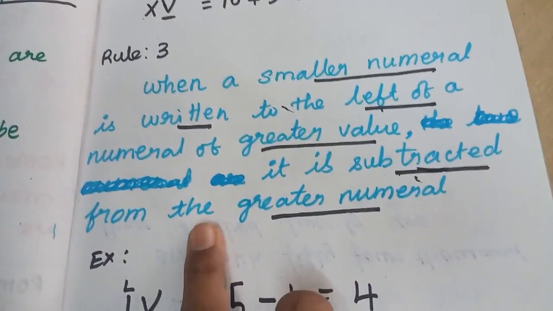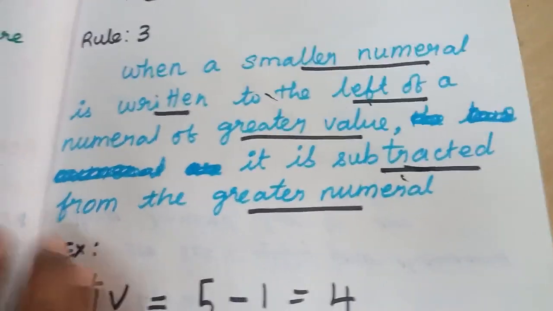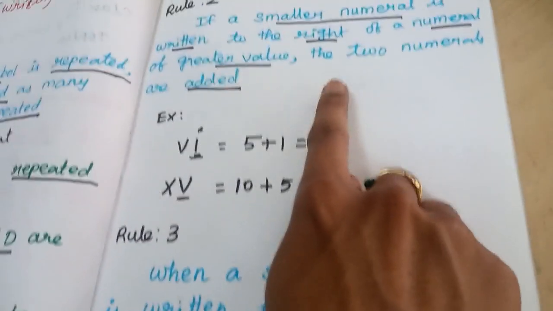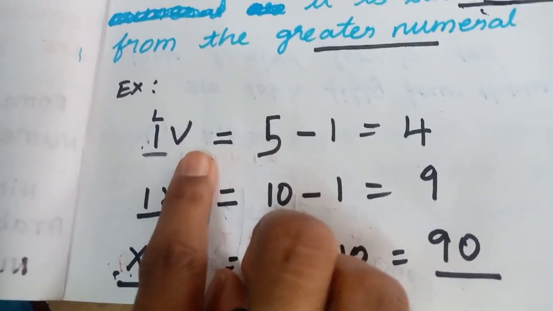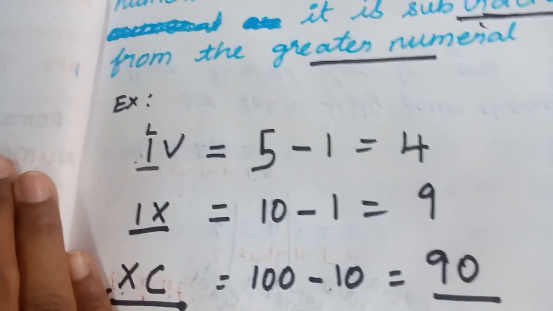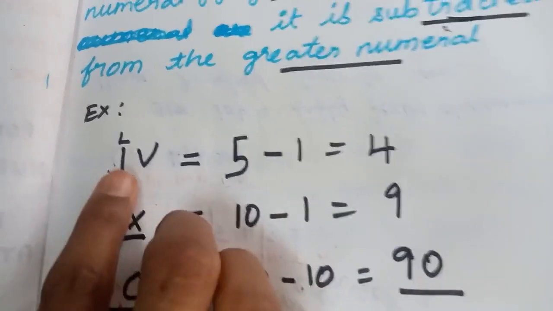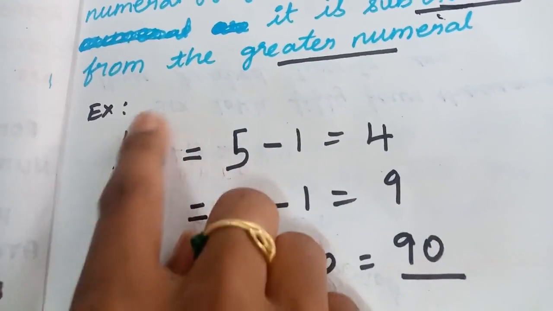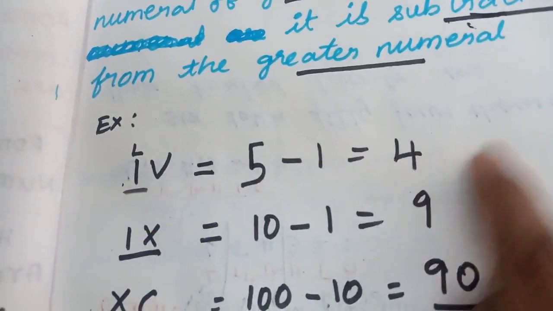Next one, rule number 3. The same but with slight changes. If a smaller numeral occupies the left side of the greater numeral, you have to subtract. Left means subtract. Right means you have to add. Okay, you have to keep that in mind. See, I V. V is a 5. So the smaller numeral occupied the left side of the greater value. So 5 minus 1 equals 4. See this, IV is represented as 4.